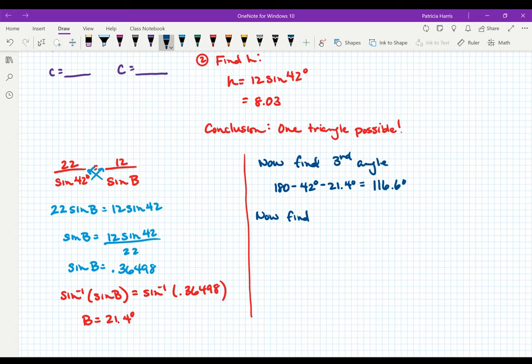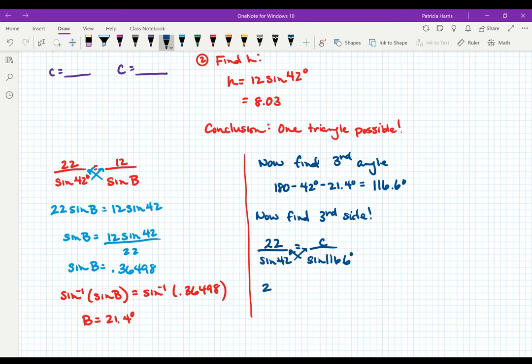Now, since we have that angle, we can find the third side. Now remember, you cannot use Pythagoras. I know you want to, but you can't. Okay. So we're going to set up our law of sines proportion. And now we're going to find side C. Okay. So we're going to cross multiply.